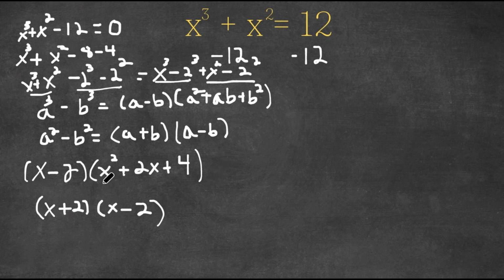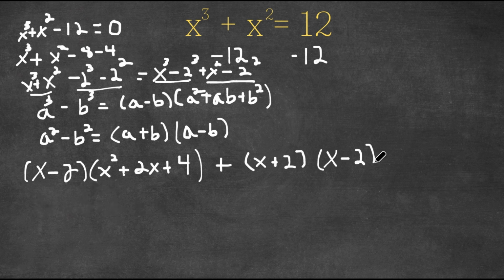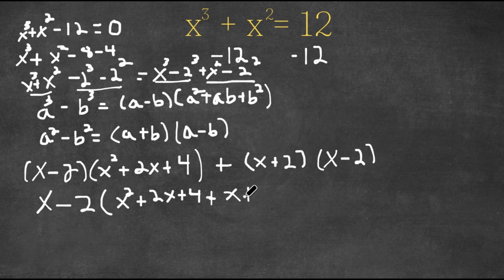And these two we're actually adding. So now if I factor out x minus 2 from this entire expression, we would get x minus 2 times x squared plus 2x plus 4 divided by x minus 2 is simply just x squared plus 2x plus 4, plus x plus 2 times x minus 2 divided by x minus 2 is simply just x plus 2. So now we get x minus 2 times x squared plus 2x plus 4 plus x plus 2.